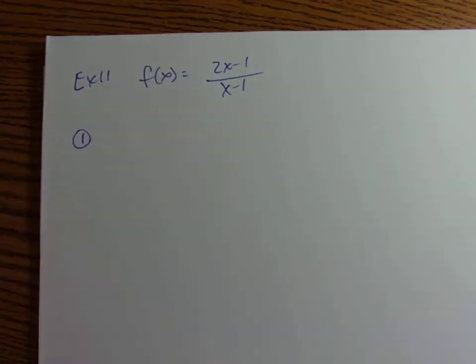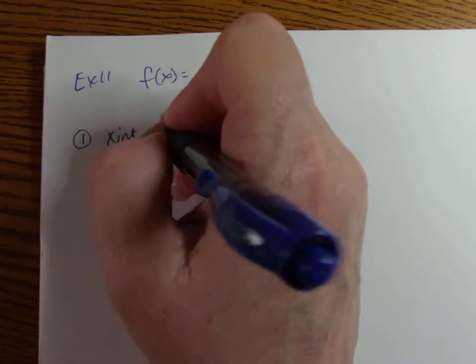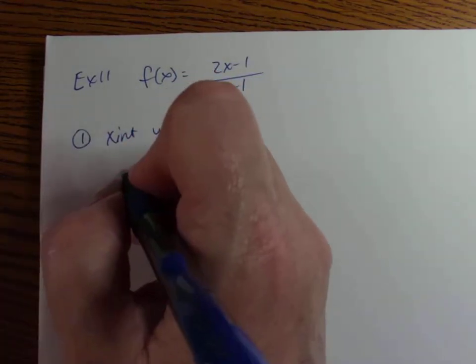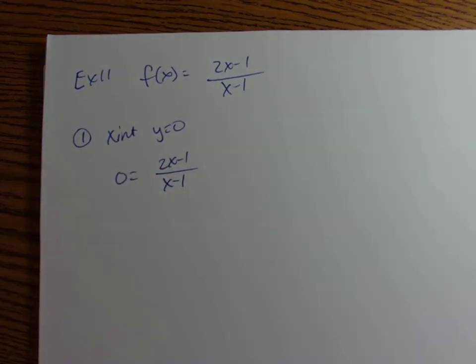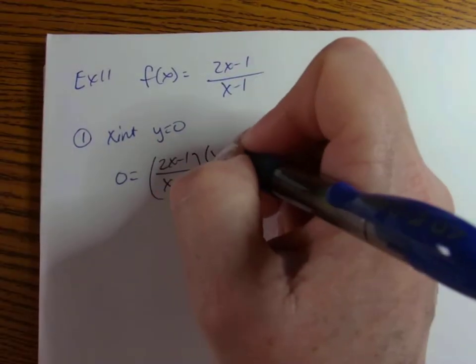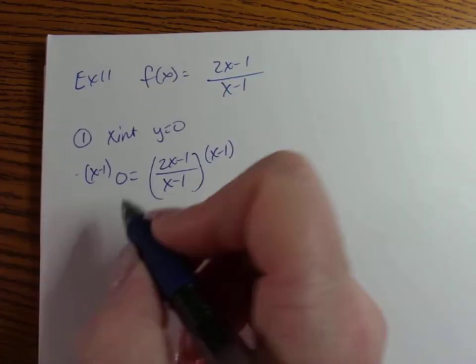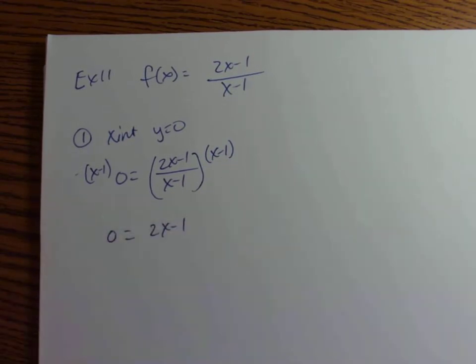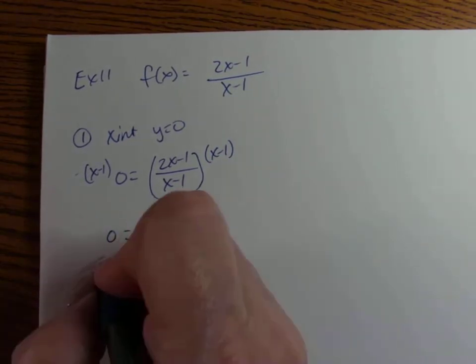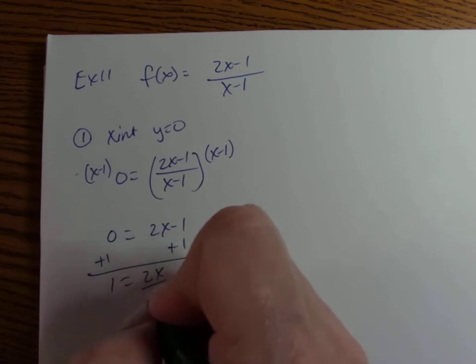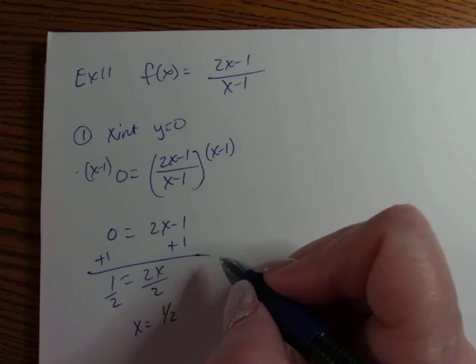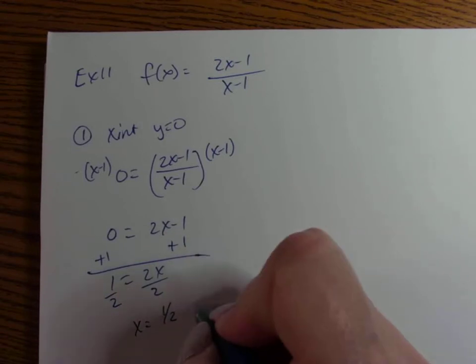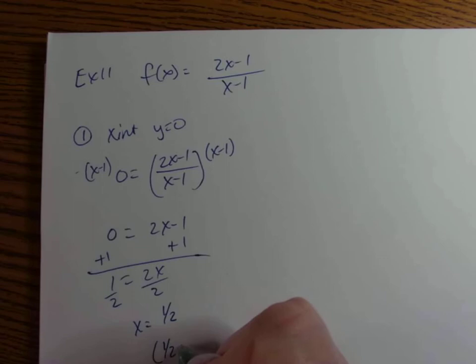So the first thing we're going to do is find our x-intercept, and that's where y equals 0. So 0 equals 2x minus 1 over x minus 1. We need to get the x's out of the denominator, so we're going to multiply both sides by the denominator of x minus 1. That gets us 0 equal to 2x minus 1, and then we'll solve for x. So 1 equals 2x, divide both sides by 2, and x equals 1/2. So we have an x-intercept of (1/2, 0).